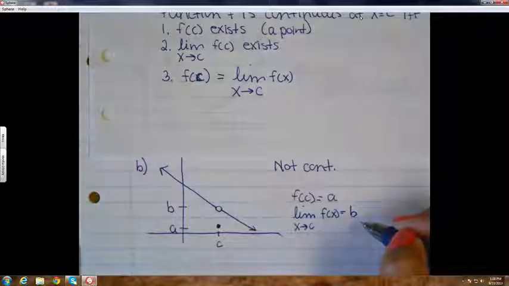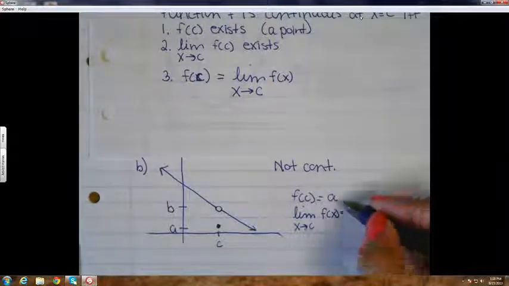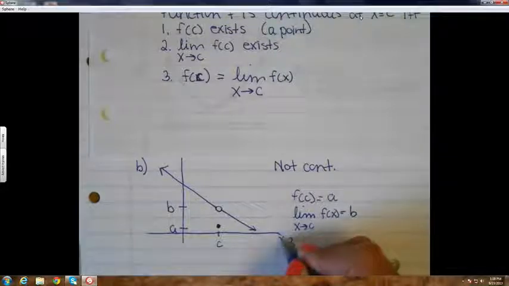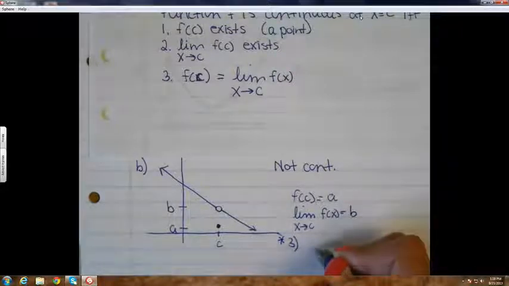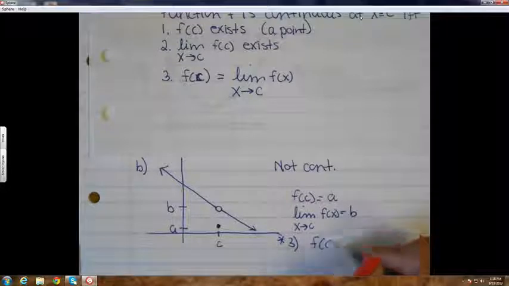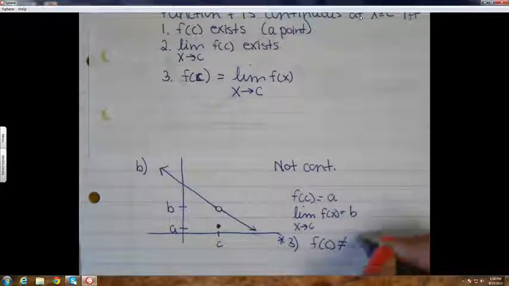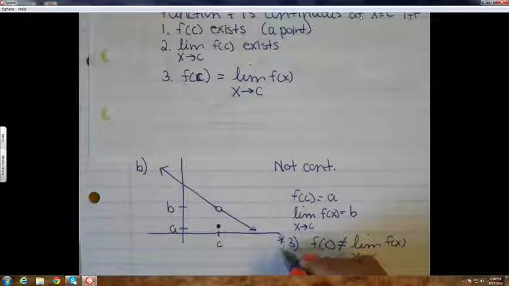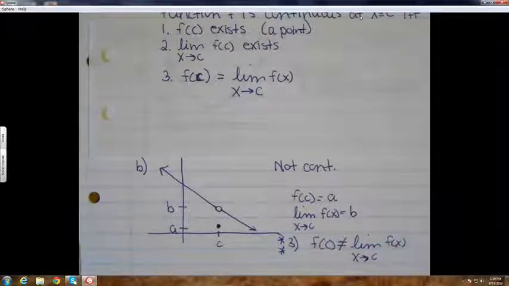The third part of the definition says that these two things have to be the same. They are not. So it's the third part of the definition that falls apart for us. The f of c does not equal the limit as I approach c, or I should say as the function approaches c. So right there is why it's not continuous.